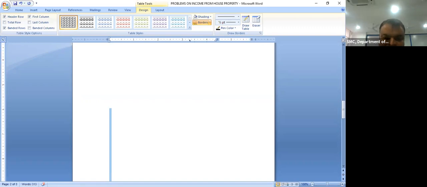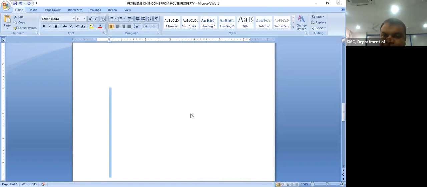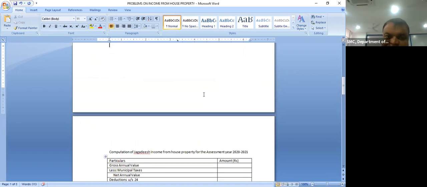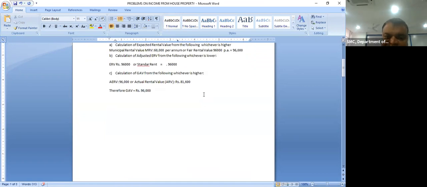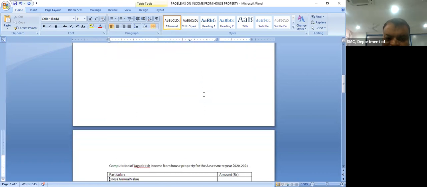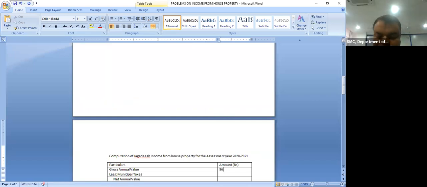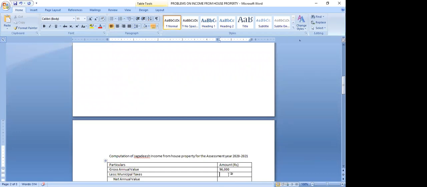This is how you have to draw in your book. And now we have to start computing. So how much did we get here, gross annual value just now? 96,000. Yes, guys. Gross annual value is 96,000. Now, how much is the municipal taxes? Can you quickly tell me? Municipal taxes? 6,000.